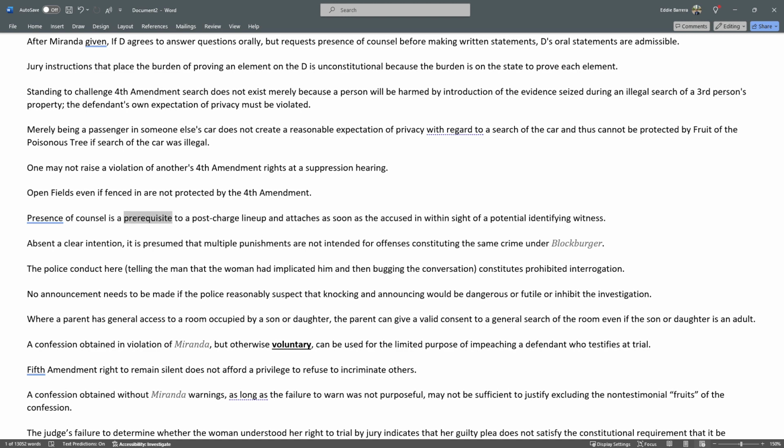Presence of counsel is a prerequisite to a post-charge lineup and attaches as soon as the accused is within sight of a potential identifying witness. Absent a clear intention, it is presumed that multiple punishments are not intended for offenses constituting the same crime under Blockburger.